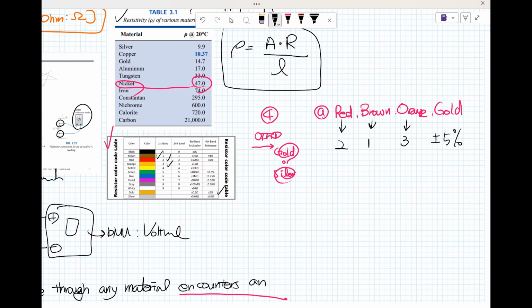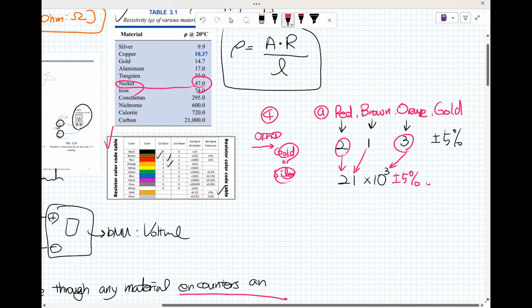So now here, 21 times 10^3, plus minus 5%. So that means 21K plus minus 5%, or 21,000 ohm plus minus 5%. It was the same thing. Okay.